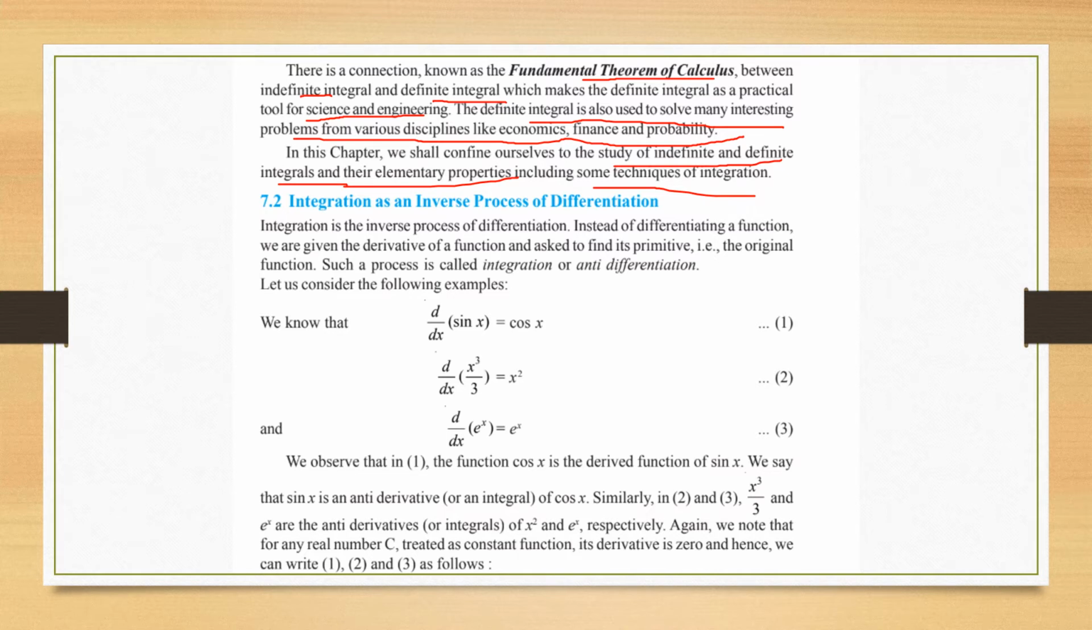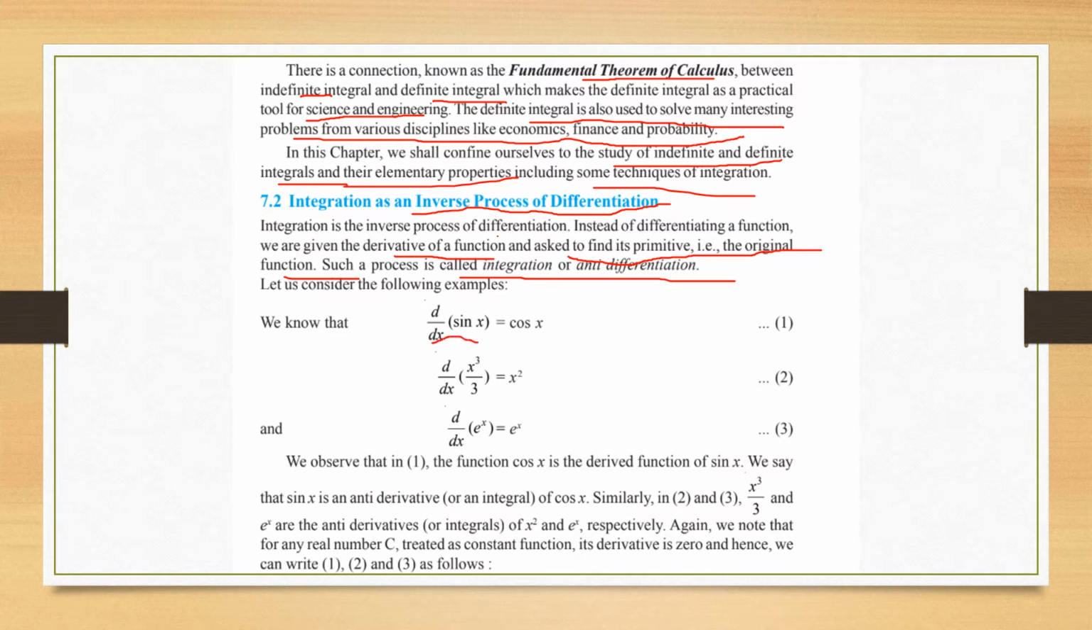So the very first basic thing is that we are going to start integration as an inverse process of differentiation. Then we'll learn about the rules of integration. So integration is the inverse process of differentiation. Instead of differentiating a function, we are given the derivative in this case, and we are asked to find its primitive. Primitive means the original function. Such a process is called integration, or what we say antiderivative or anti-differentiation.